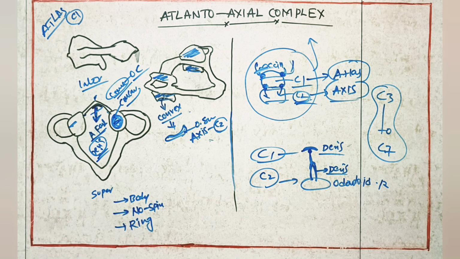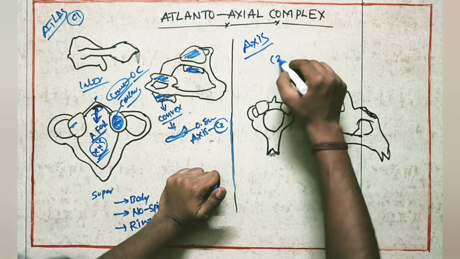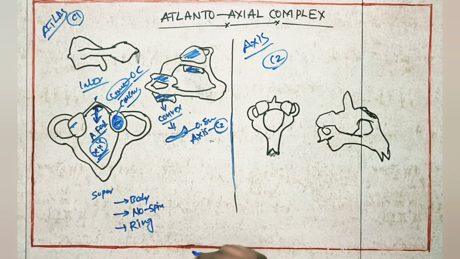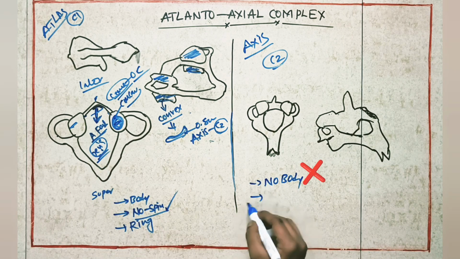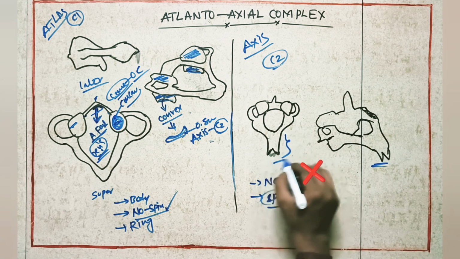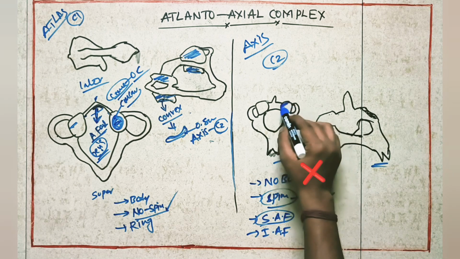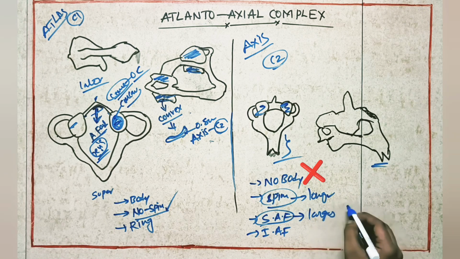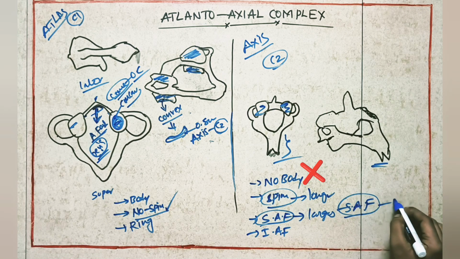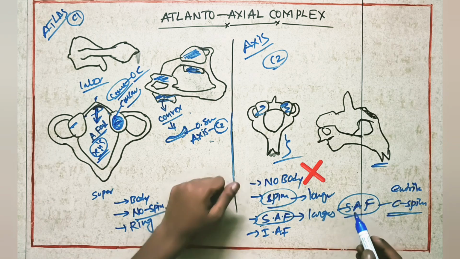Now we'll see the axis, the second cervical vertebra. The specialty here is that the atlas has no spinous process, but the axis has a long spinous process. It also has superior and inferior articular facets. The superior articular facets here are the largest superior articular facets in the entire cervical spine.